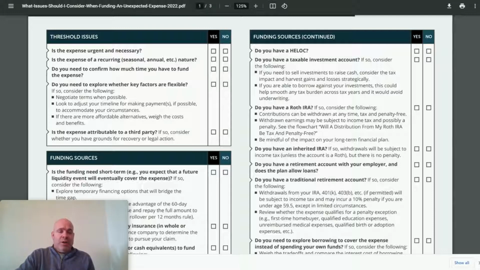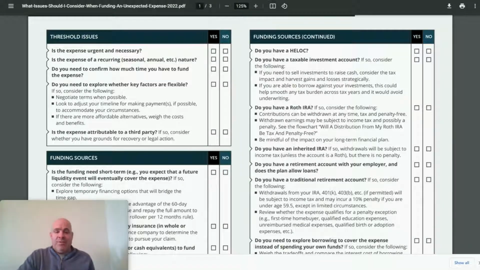So the first thing you want to look at is, is the expense urgent and necessary? Do you really need to do it? Then you want to look, is it seasonal? Is it a one-time expense, or is it something that will happen recurring? And then you also need to know, how long do you have to fund the expense? Because that goes into the second topic of, how do you fund the expense?